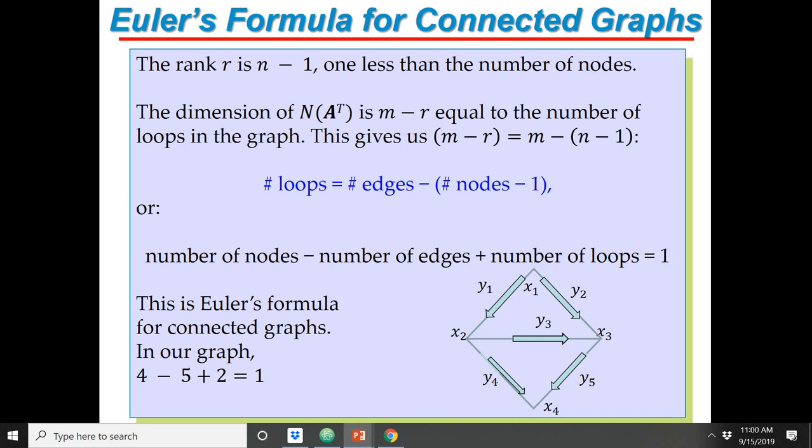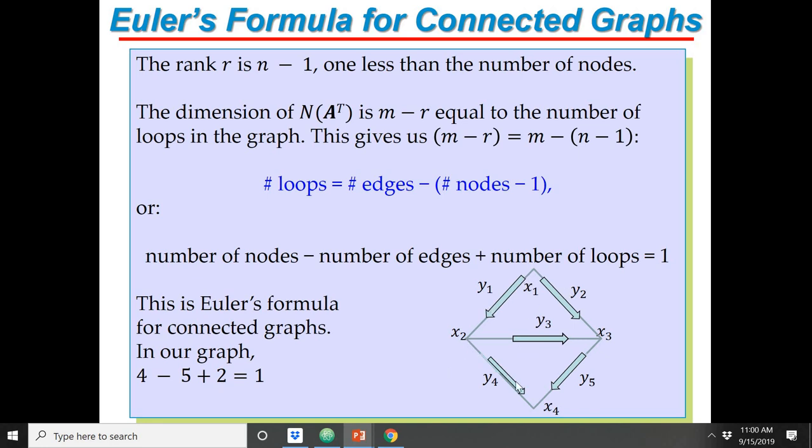There is actually a remarkable result that comes from linear algebra, but is a fundamental result in connected graphs. This result goes by the name of Euler's formula. It says that the number of loops in a connected graph is the number of edges minus the number of nodes plus 1. And you can test this formula in our example. The number of loops is 2. And here we're referring, by the way, to independent loops.